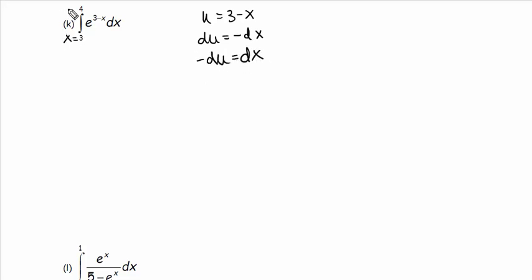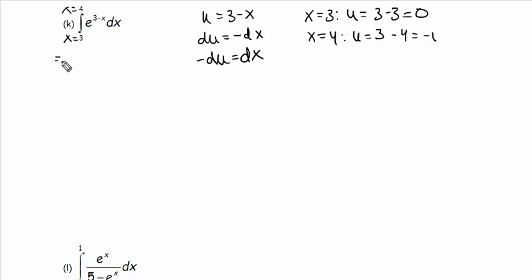So the same thing here. These are still x values. So if x is 3, u is 3 minus 3, or 0. And if x is 4, u is 3 minus 4, sorry about that. 3 minus 4, which is going to be negative 1. So now we're in a situation where this lower u value is actually the 0, and the upper u value is the negative 1.